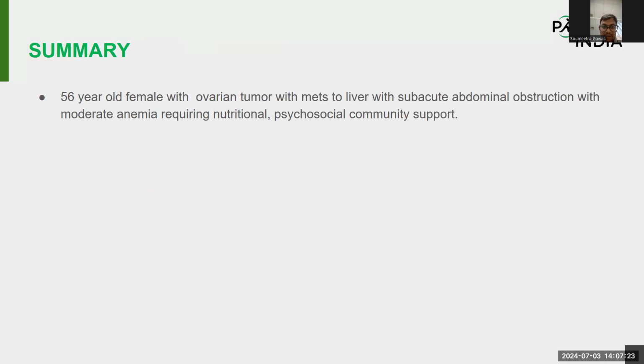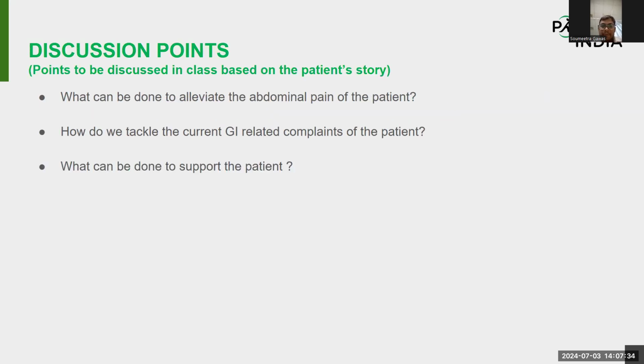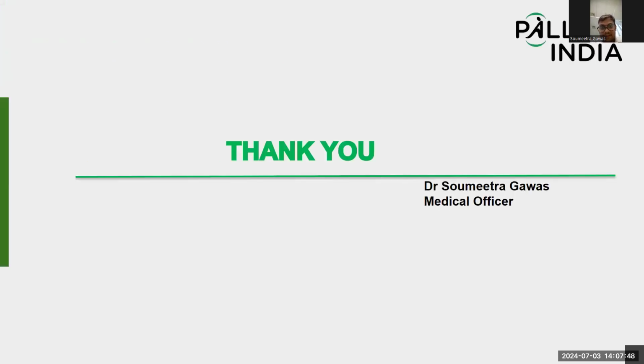Next slide. Summary. The patient is a 56-year-old female with ovarian tumor with mets to liver with subacute abdominal obstruction with moderate anemia, requiring nutrition and psychosocial community support. Next slide. Discussion points about this patient. What can be done to alleviate the abdominal pain of the patient? How to tackle the current GI-related complaints of the patient? And what can be done to support the patient financially and psychosocially? Thank you, sir.